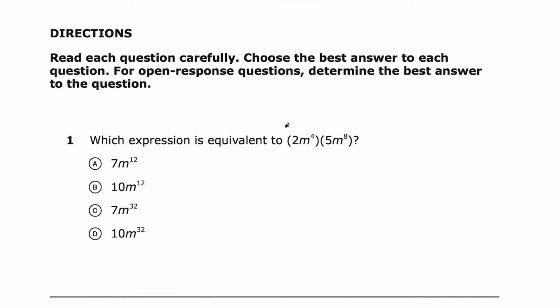Question 1, which expression is equivalent to this product here. For a situation like this, the first thing I would do is multiply the numbers together. So I'm going to do 2 times 5 is 10. And now I'll multiply the variables together.